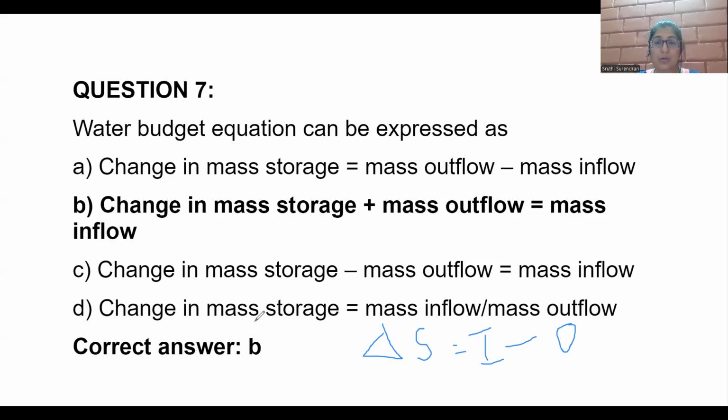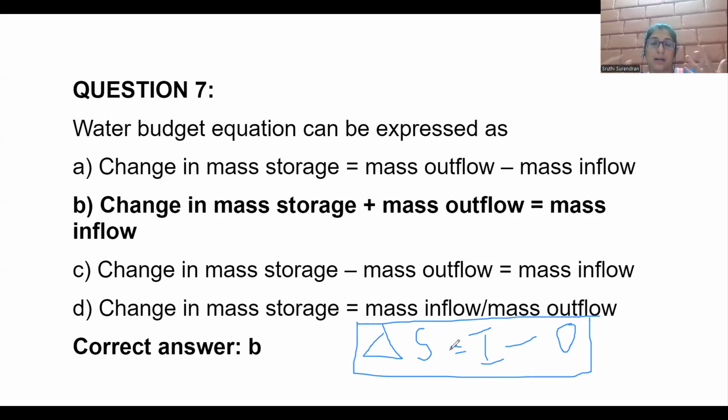So this is how the water budget equation is formed. That is change in storage. The difference between the mass inflow and the mass outflow of water is giving us the change in storage, or the water that is stored in the earth, and this is called the water budget equation. So here none of the options is giving inflow or outflow. Here it is outflow minus inflow, which is wrong. It is inflow minus outflow.